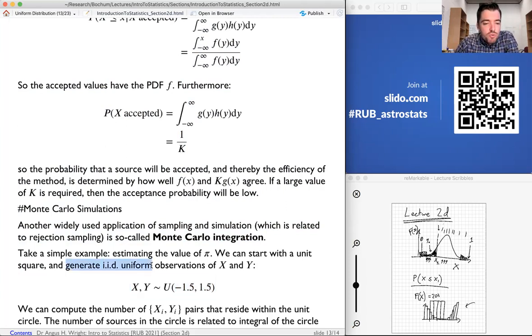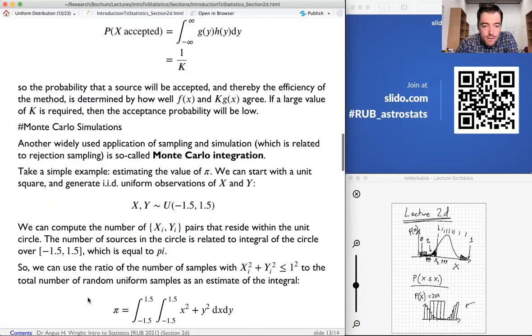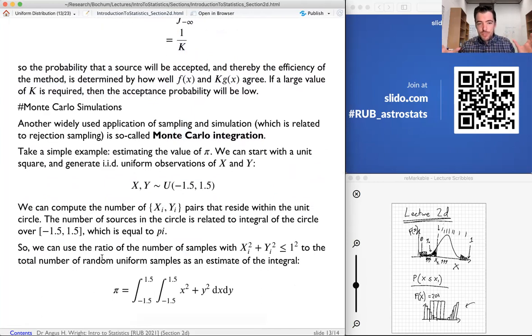And I'm going to generate random IID observations, uniform observations on x and y, both with this distribution function. If I do that, what I end up getting is some set of pairs, some set of observations, xi, yi, and they reside within the domain minus 1.5 to 1.5 in both x and y. I can then ask how many of these observations reside within the unit circle by just calculating x squared plus y squared is less than or equal to 1.